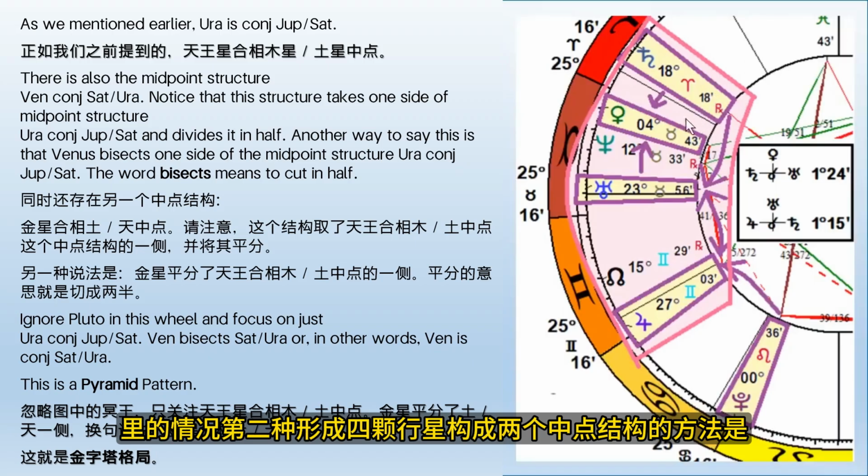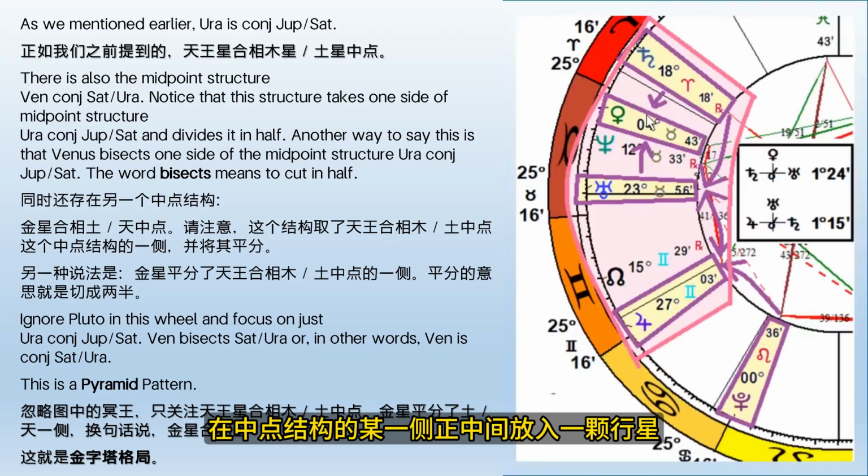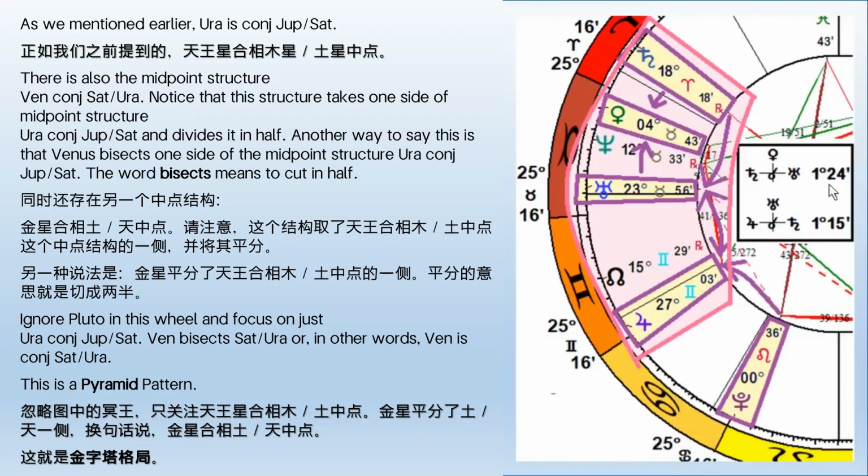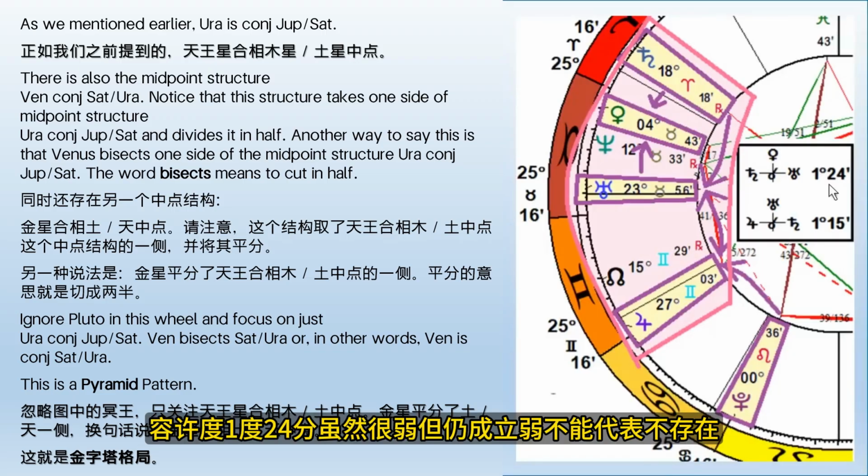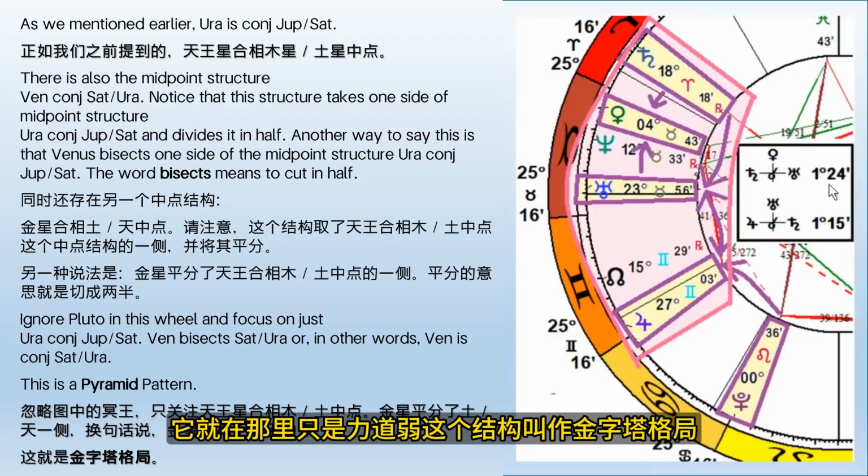So the second way that you get 4 planets making 2 midpoint structures is you put a planet halfway in between one side of the midpoint structure. You're taking one side of this midpoint structure, Uranus, Jupiter, Saturn, and you're putting a planet in between it. So Venus is conjunct the Saturn-Uranus midpoint, 1 degree 24 minutes. That's very weak, very weak. But it's there. The fact that it's weak doesn't mean it's not there. It is there. It's just weak.